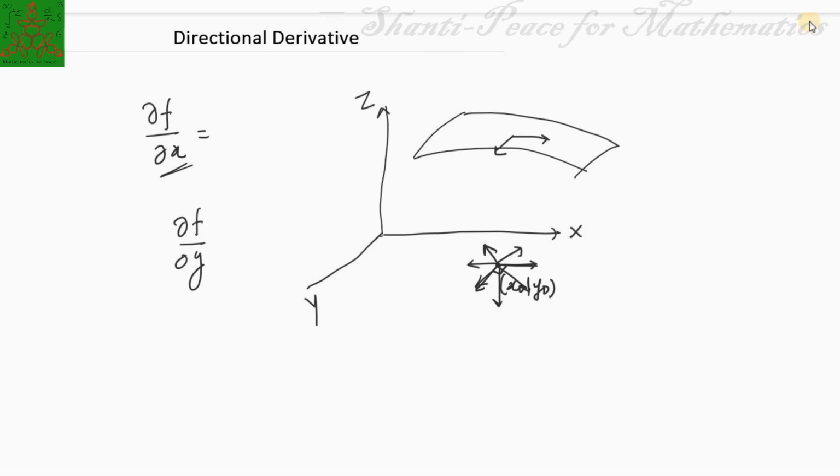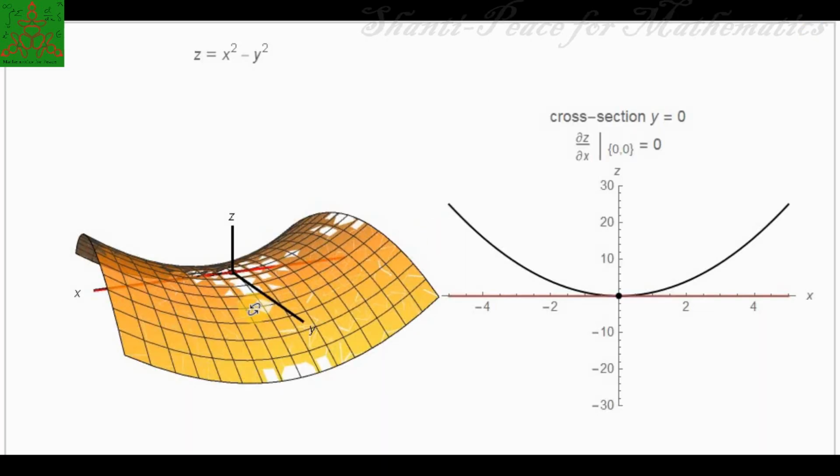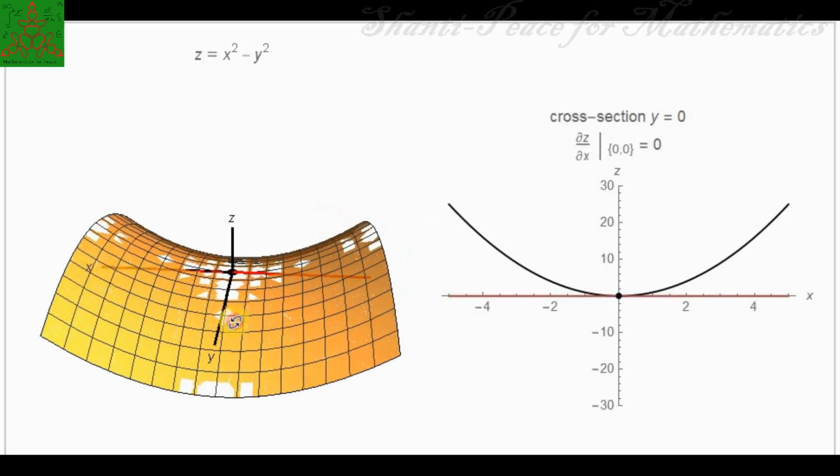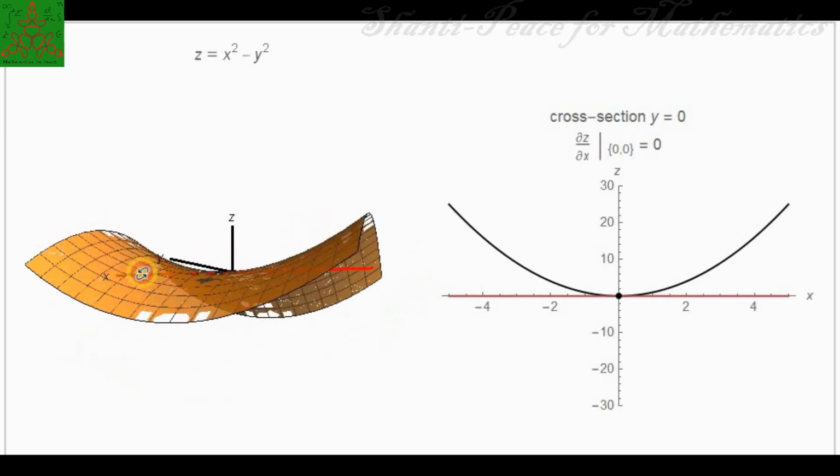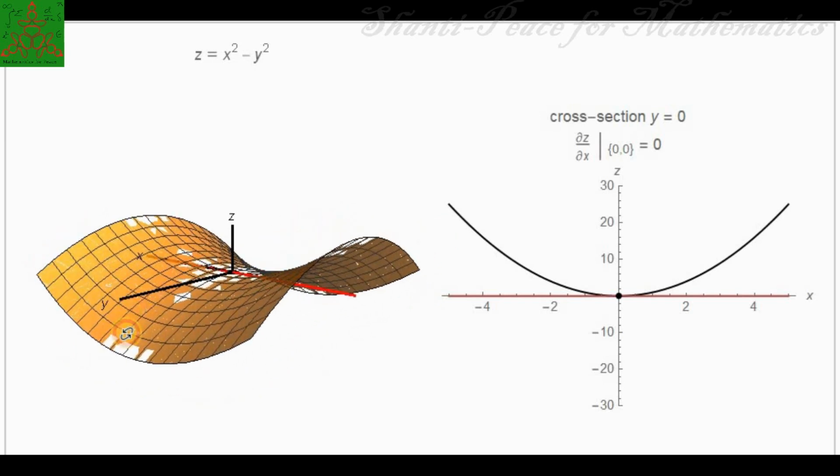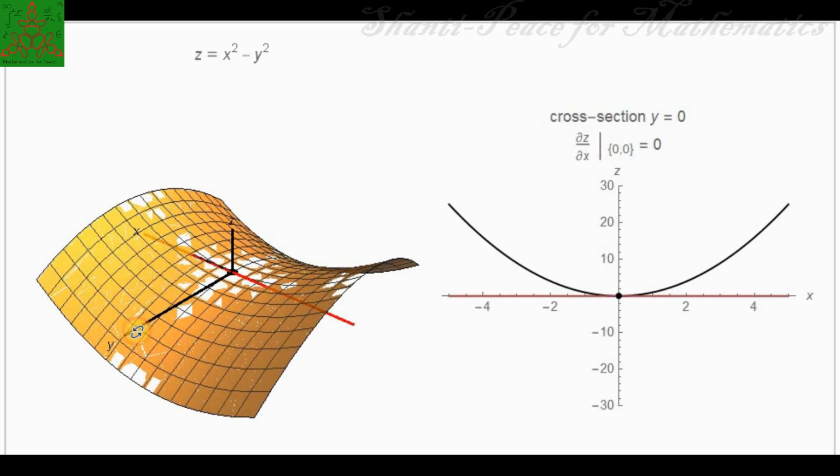So let us study the concept of partial derivatives once again, the geometrical interpretation of partial derivatives. Then we go for the definition of the directional derivative, and then we'll discuss the geometrical interpretation of the directional derivative. As we have seen in one of my previous videos, there we showed the geometrical interpretation of partial derivative with respect to x and y.